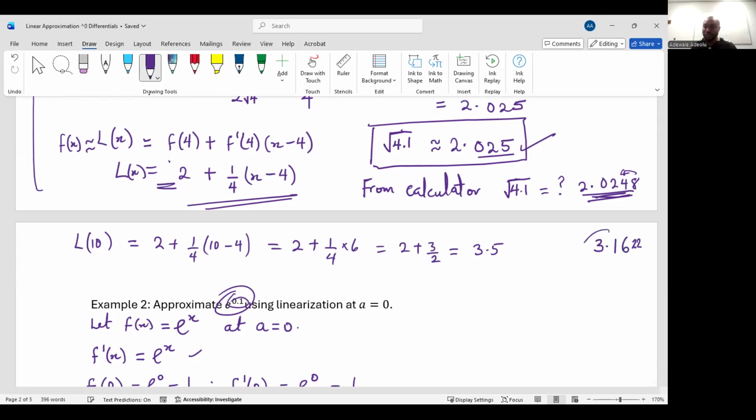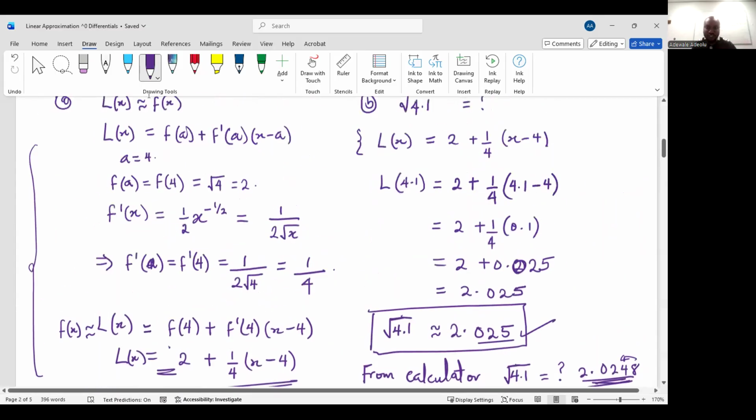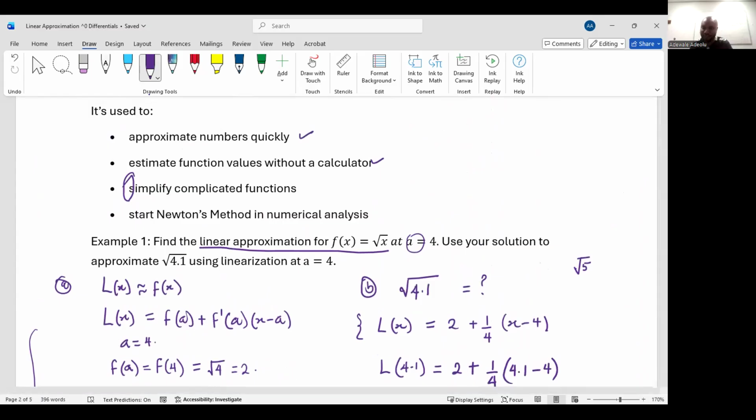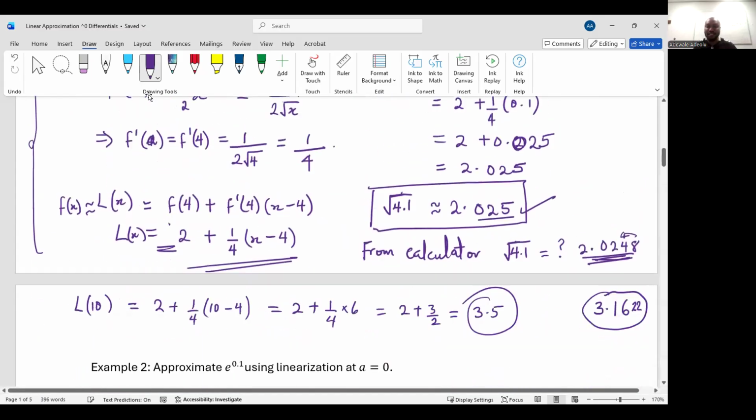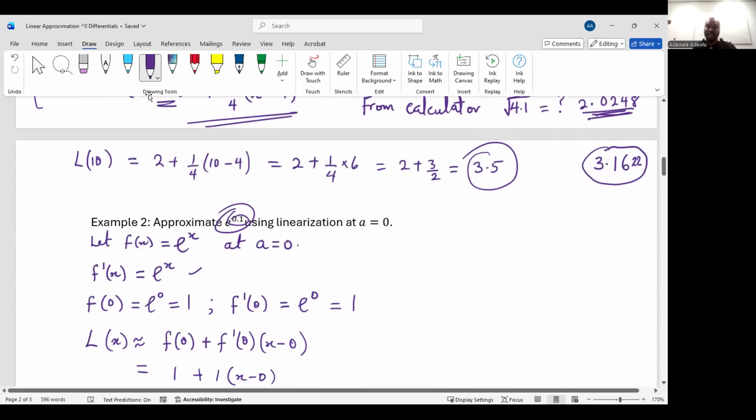3.1622. Look at this. Then you would see that the error is becoming bigger and bigger as we are moving farther away from these points. So you can see the percentage error is increasing as we are moving further. That is why we say we can use it to approximate points that are very, very close, near our a.